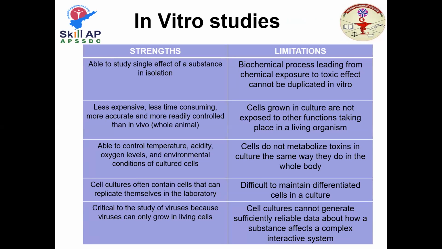It is able to identify the single effect of a substance in isolation. The effect of a single substance means, if you are taking any drug through the oral route, there is a topic called first pass metabolism. As we take medicine, it goes through the oral cavity, esophagus, stomach, intestine, from the intestine to the liver, from there into the portal venous system to the heart, and from there to all the circulation.